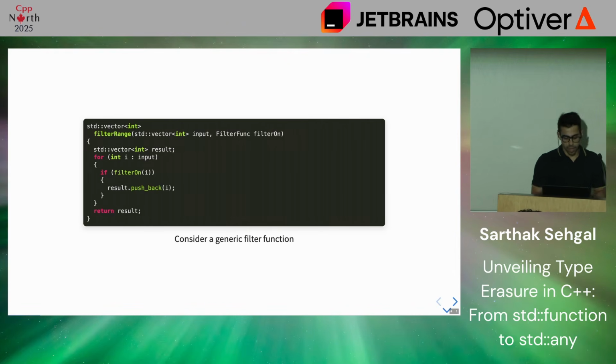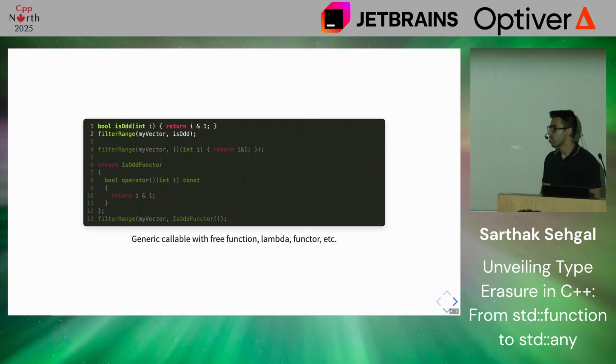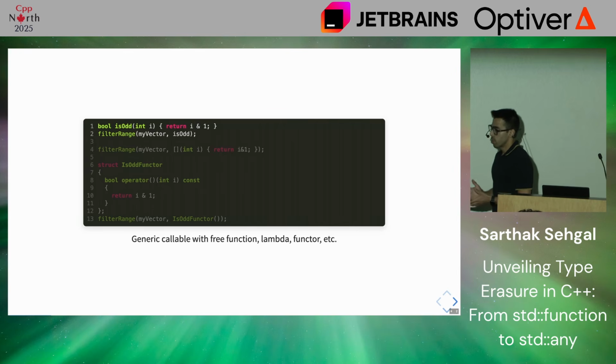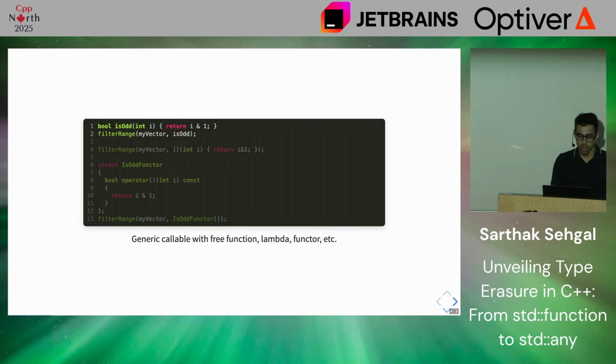Since you're writing a library, the goal of this function is to be as generic as possible. So as long as the client provides you a callable, which takes in an integer and returns a boolean, the client should be able to use your filter range function. So it should be usable by, say, a free function, a lambda, or a functor.